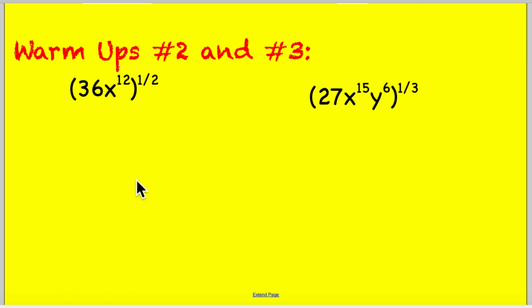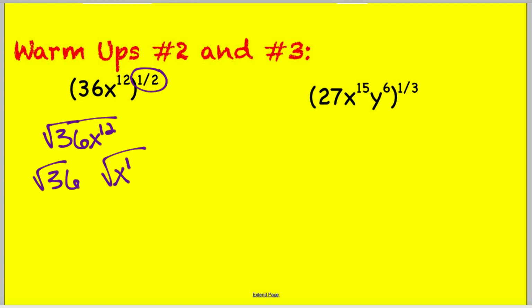All right, so just again from the last class, hopefully we kind of got this part. A 1/2 power is the same thing as a square root. So I'm just going to break it into the square root of 36x to the 12th. And if you'd like to break those up into 2 square roots, you certainly could. So the square root of 36 is 6. And then remember, the index is 2. So how many times does 2 go into 12? Well, that would be 6 times. So it would be x to the power of 6. So that would be this one.